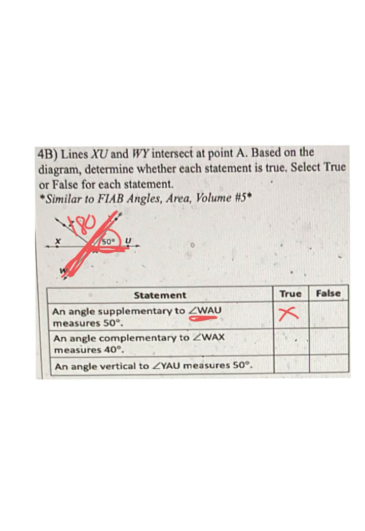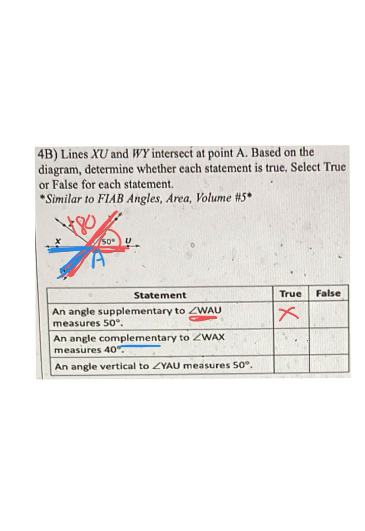I'm going to use a different color so that you guys can see it better. It says an angle complementary to WAX. So we're going to go ahead and measure that. So it's WAX right there. The A is over here in the corner. I kind of scribbled it out. So WAX, it says an angle complementary to that measures 40 degrees.